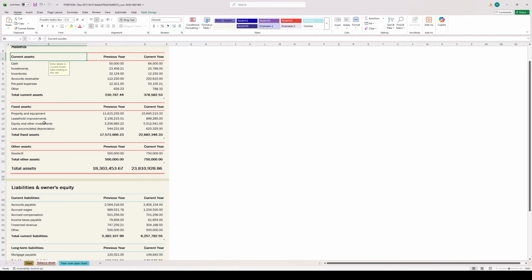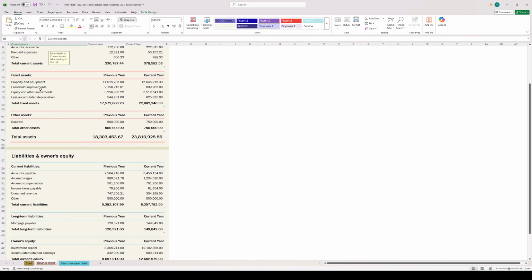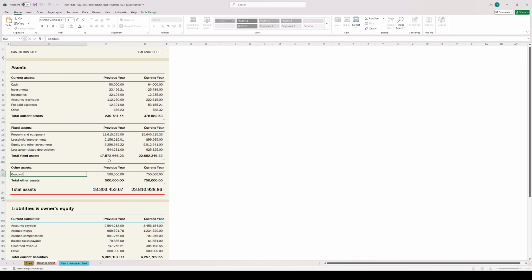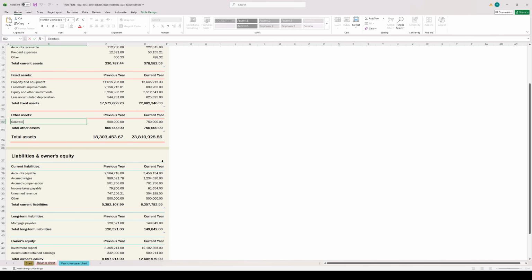Then we have the total fixed assets, and we add the current assets and fixed assets to get our total assets, which is overall how much the company has and owns. And then we have additional other assets that may not fit in these two terms.